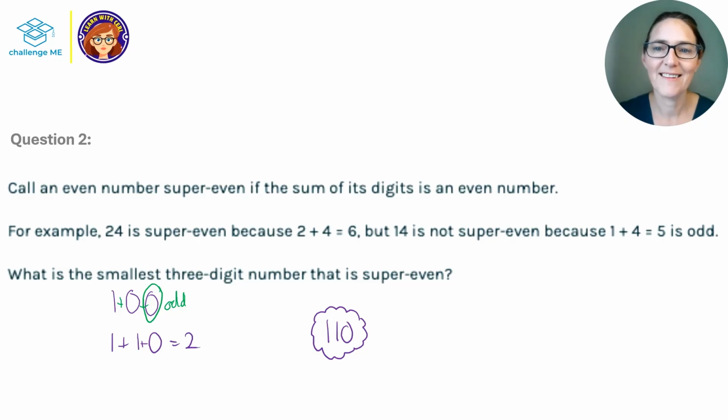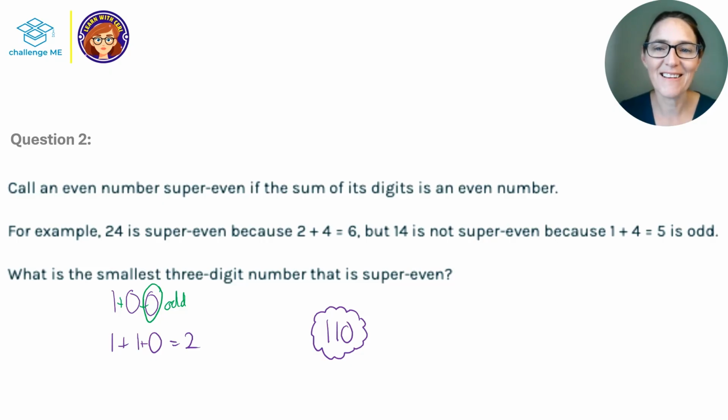There you go. It is always nice if you can find a slightly quicker way. So for example, I didn't bother trying 102, 104, 106 or 108 because I knew that the 1 plus the 0 added on to an even number would be odd. And then the first one was going to be 110.